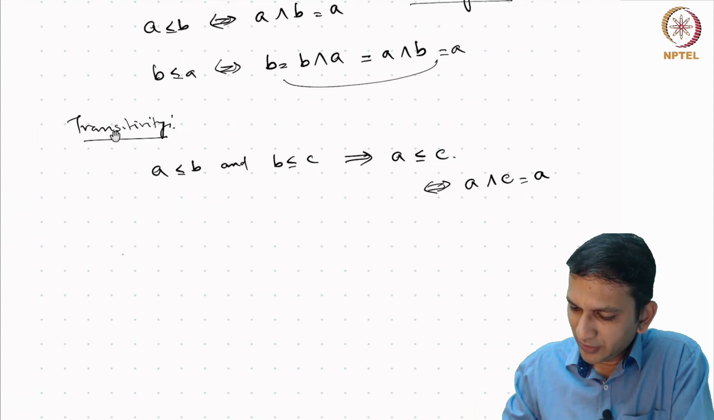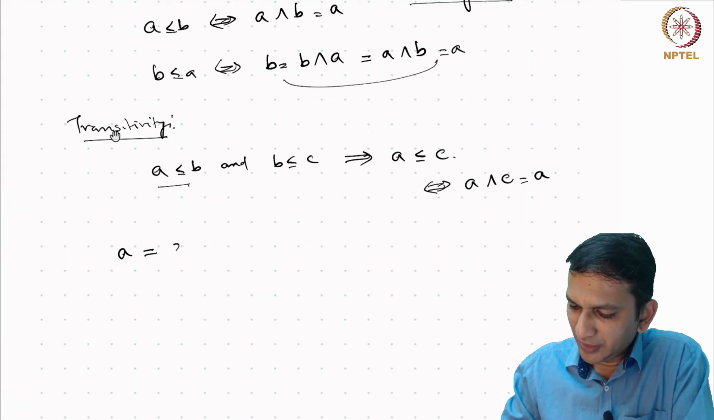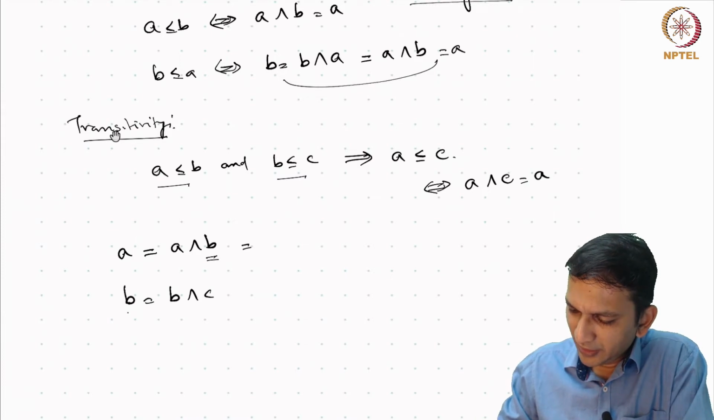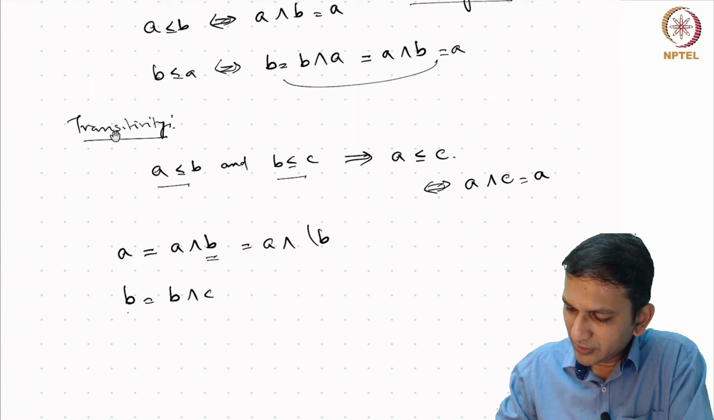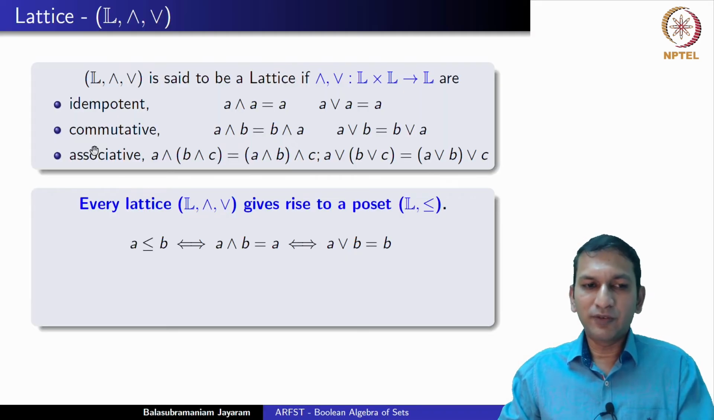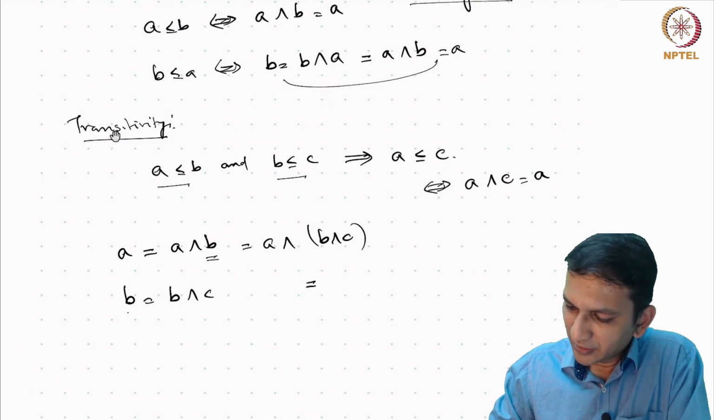Now let's start with A. Since we know that A is less than or equal to B, we can say A is actually equal to A meet B. Since B is less than or equal to C, we know that B is B meet C. But now, if you substitute for B here, this is A meet (B meet C). However, we know that this meet operation is associative. That's another property that we have assumed on meet and join. We can rewrite this as (A meet B) meet C.